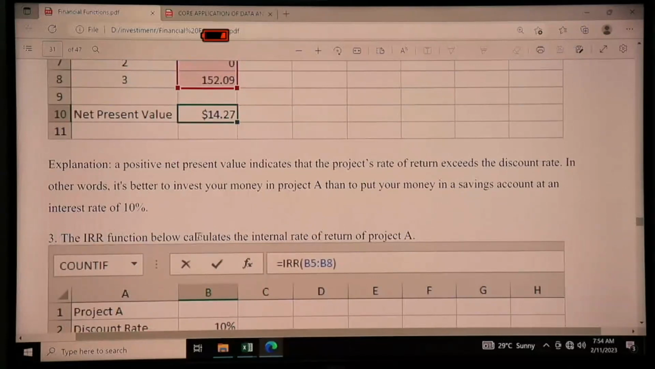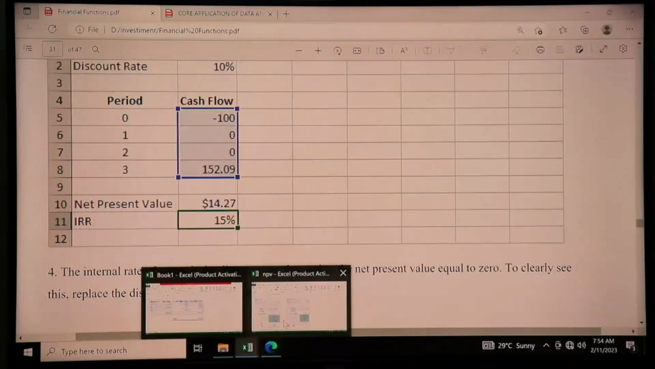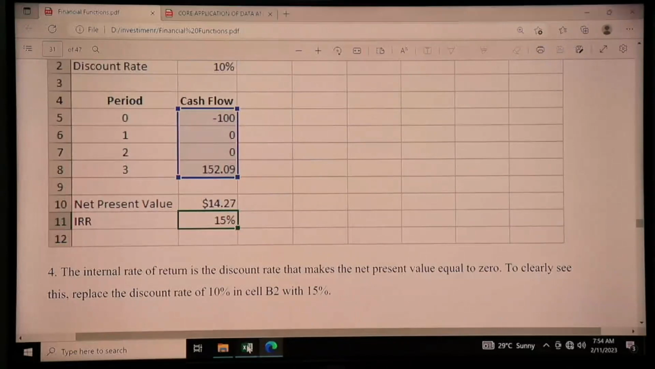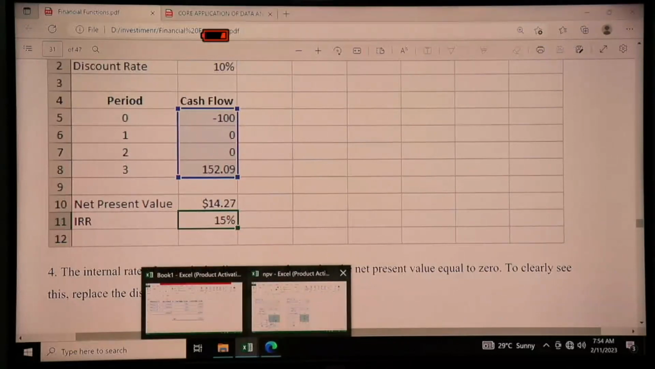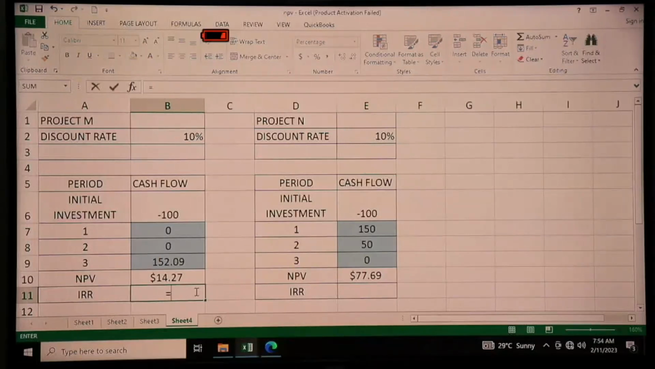So for the internal rate of return of the same project, we are supposed to insert the function here. And how do you insert that function? For internal rate of return, it's very easy to compute. You just click on that cell. I know that it's already computed. Just delete that answer. So how do you insert this internal rate of return? You start with an equal sign.